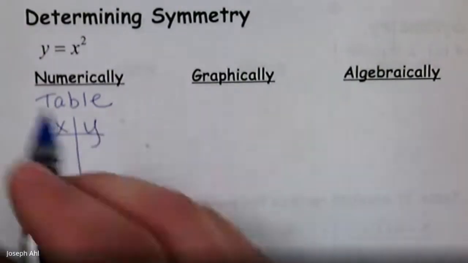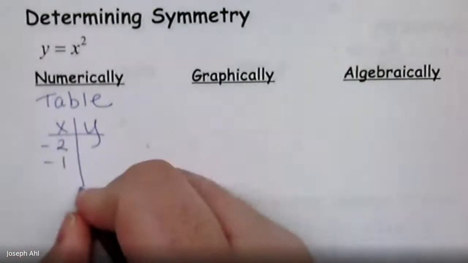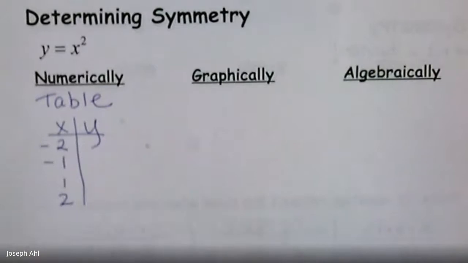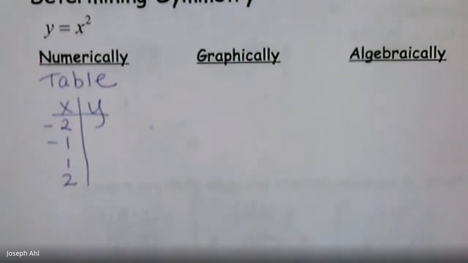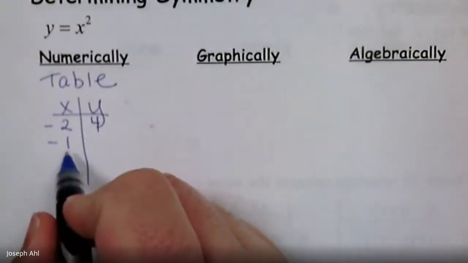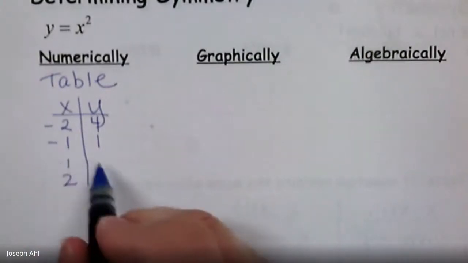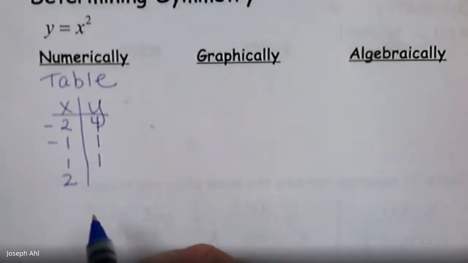Okay, so like I said, let's pick some negative values of x, like negative 2 and negative 1. Let's pick those same exact positive values of x and see what the outputs are. So negative 2, when I square it, is going to be positive 4. Negative 1 squared is going to be positive 1. 1 squared is 1. 2 squared is 4.